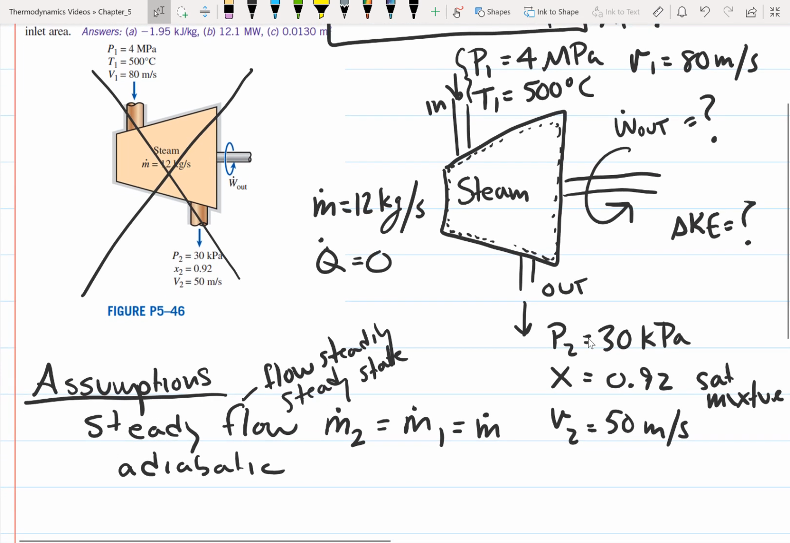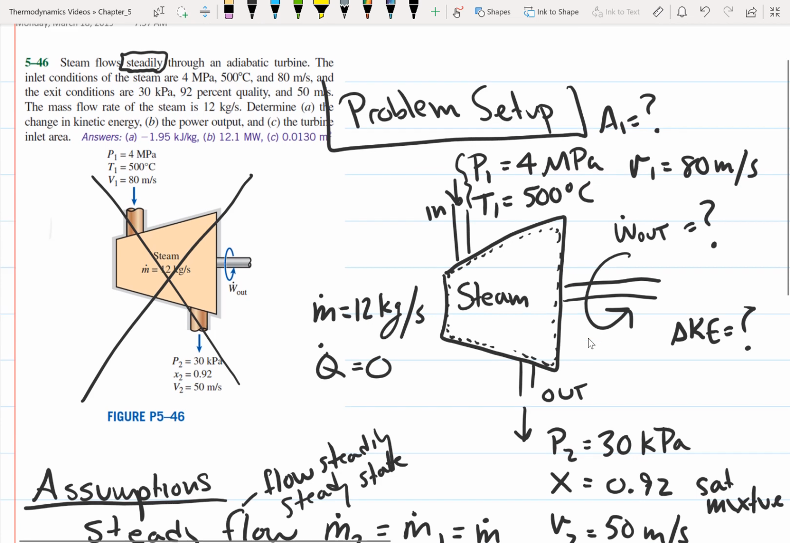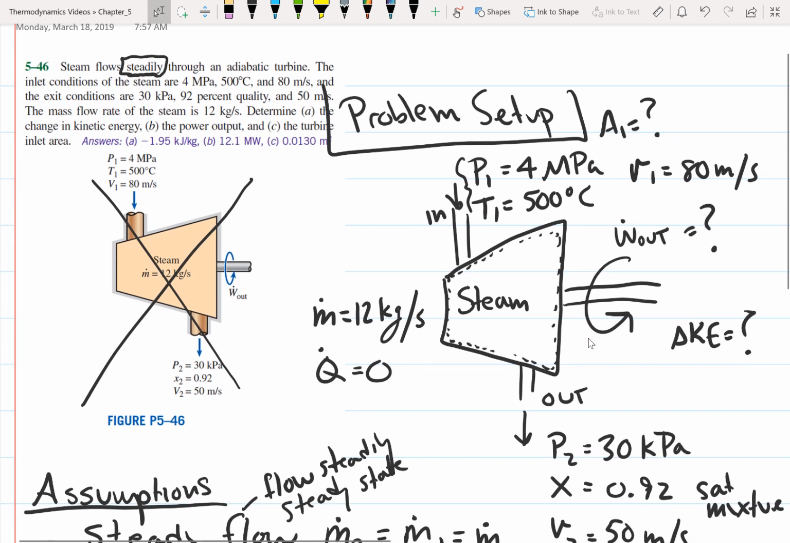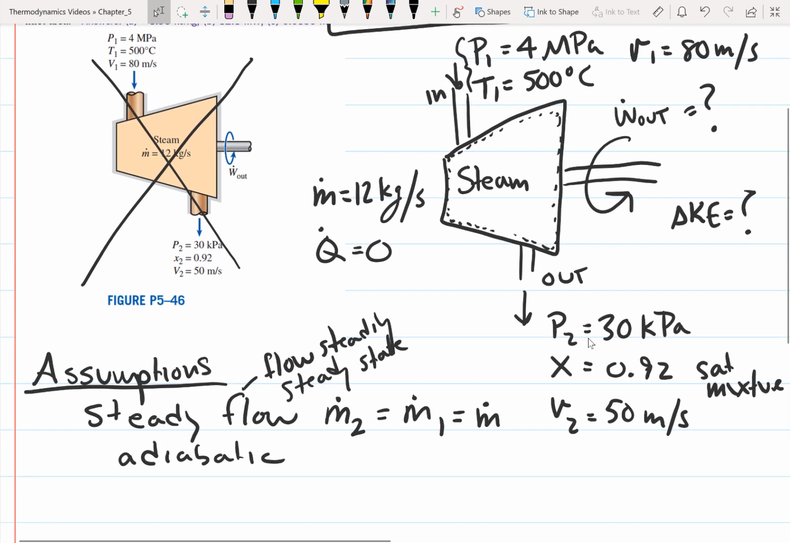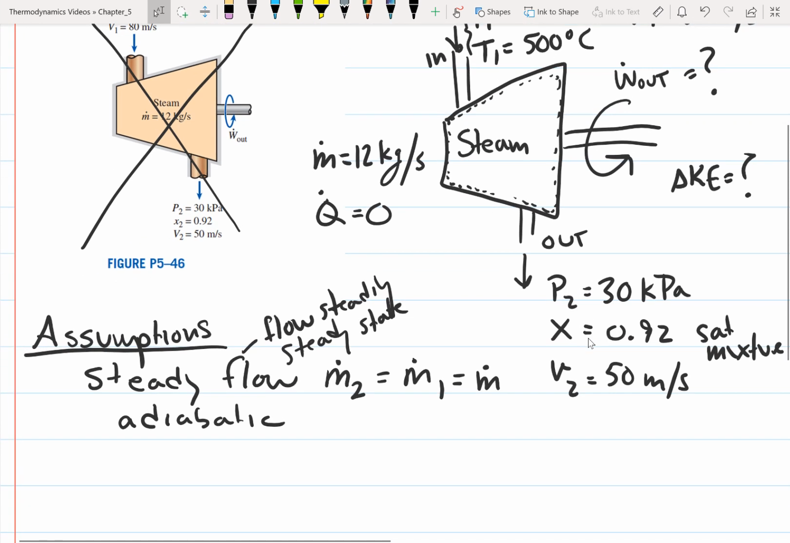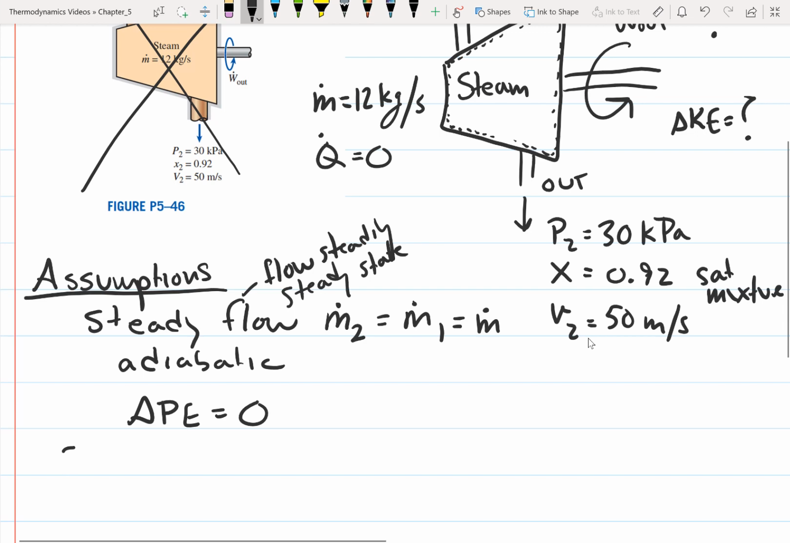So let's make some more assumptions. One assumption I want to make, so the steady flow and adiabatic are already here, but it doesn't say anything about this turbine being really tall. So basically we can assume that there's not a large elevation difference between the inlet and the outlet, so we're going to assume that the change in potential energy is 0. Alright, now let's write down some equations.